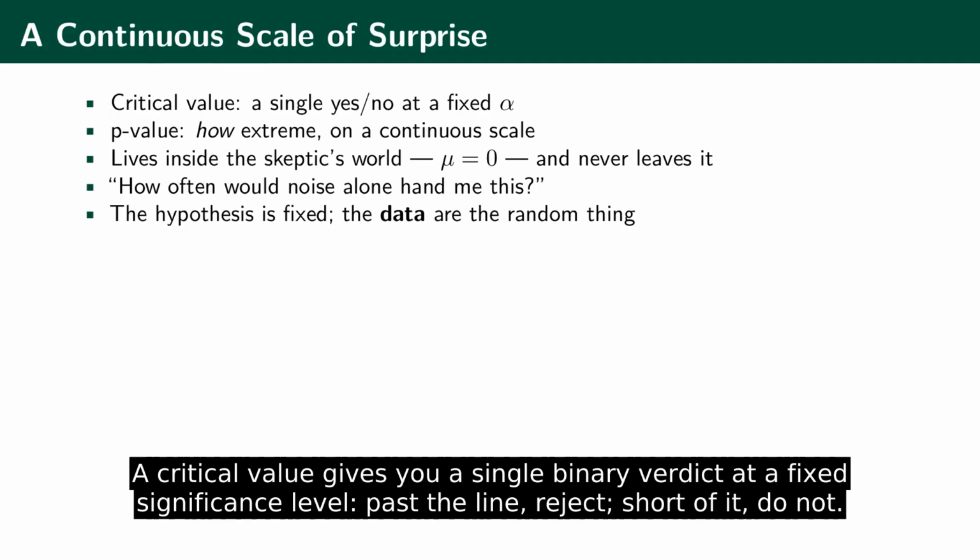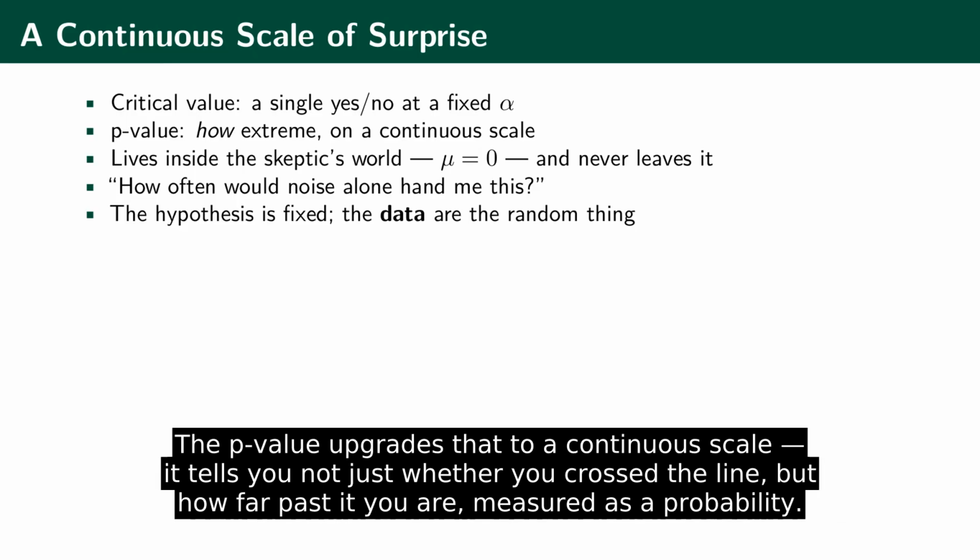A critical value gives you a single binary verdict at a fixed significance level. Past the line, reject; short of it, do not. The p-value upgrades that to a continuous scale. It tells you not just whether you crossed the line, but how far past it you are, measured as a probability.